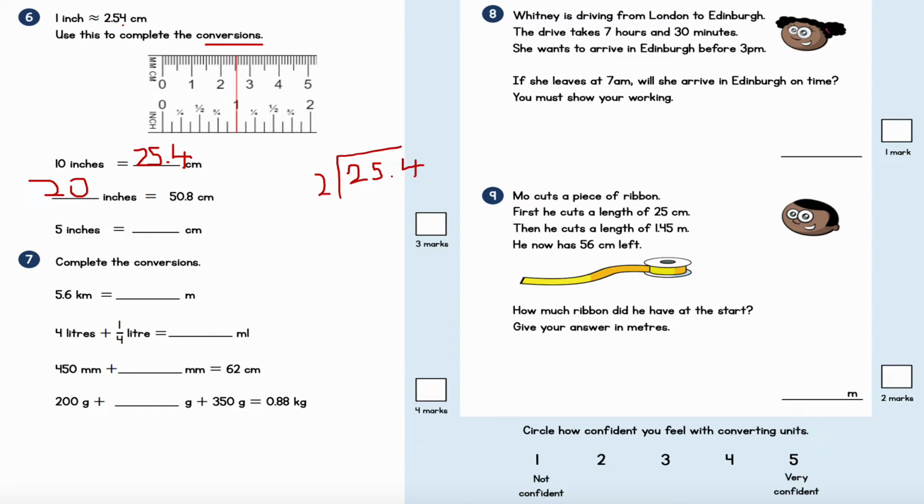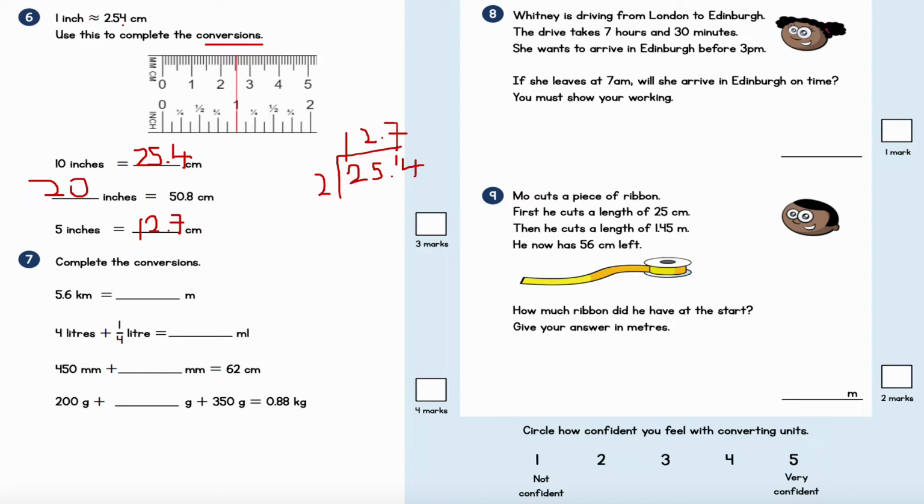Divide it by 2. 2's into 2 go once. 2's into 5 go twice. Remainder 1. 2's into 14 go 7. So it's 12.7 centimeters, or I could have done 2.54 times 5. Okay, either way is fine.